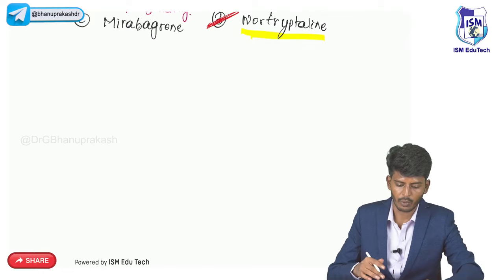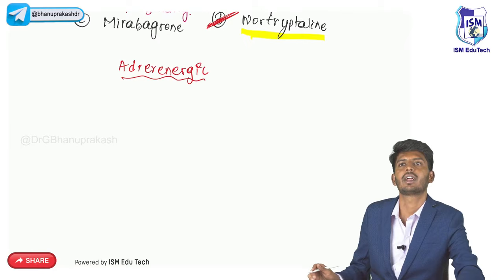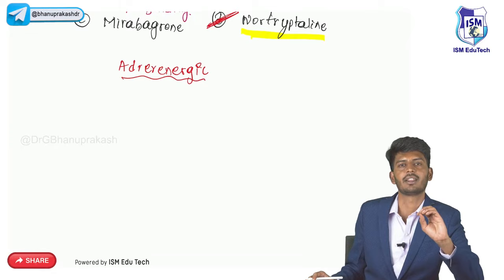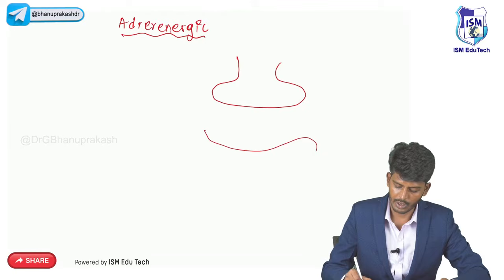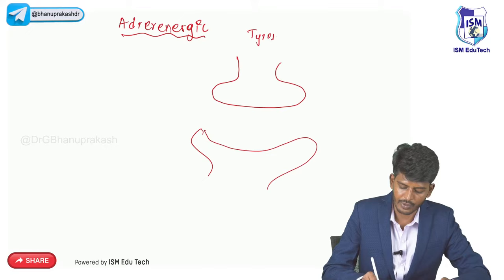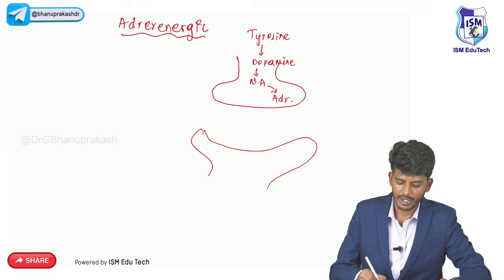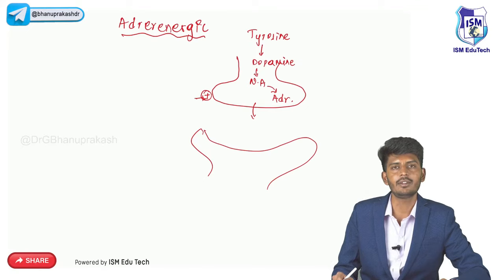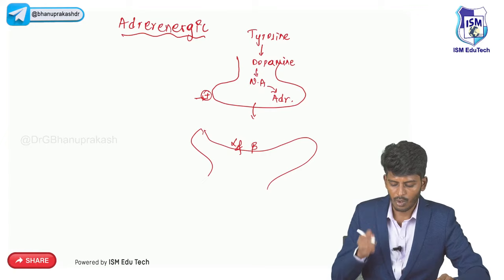Adrenergic. Before starting adrenergic, we need to understand an important aspect. To understand adrenergic drugs, let's start with a very important basic. Now listen to me, we have one amino acid called tyrosine. This tyrosine will get converted into dopamine. From dopamine, what will be released? That will be noradrenaline. And from noradrenaline, what can be formed? Adrenaline. Now, whenever I stimulate this neuron, adrenaline and noradrenaline will go and stimulate the postsynaptic membrane, alpha and beta. So, the complete adrenergic system works with alpha and beta receptors.